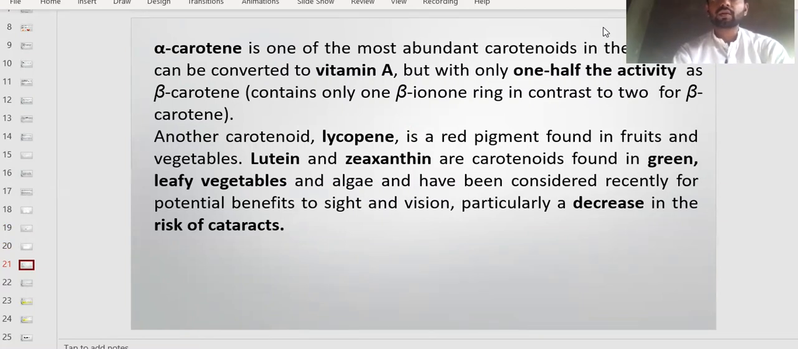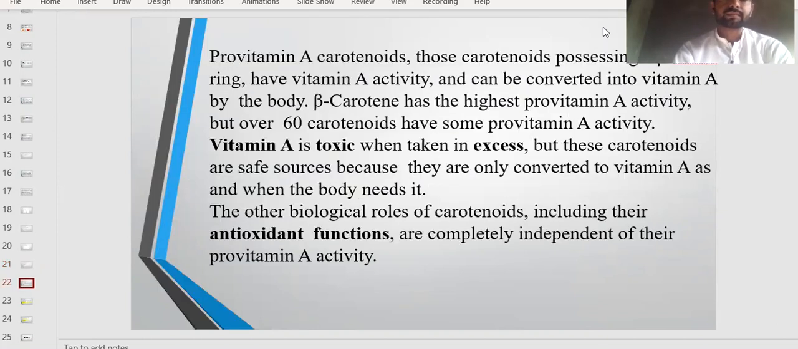Another carotenoid, lycopene, is a red pigment found in fruits and vegetables. Lutein and zeaxanthin are carotenoids found in green leafy vegetables and algae and have been considered recently for their potential benefits to sight and vision, particularly a decrease in risk of cataracts. Beta carotene is also known as provitamin A. When it is cut in half, it is converted into retinol, that is vitamin A.